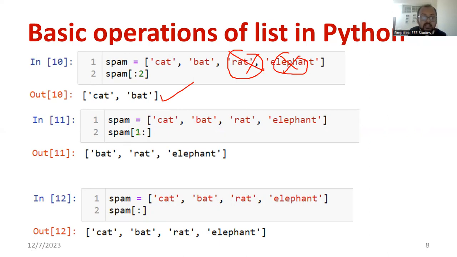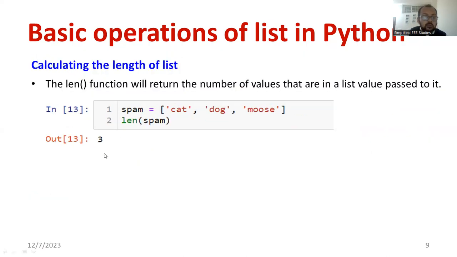If I do in this fashion, what will happen? So from the first item onwards, it is going to be printed. So bat and elephant. If I put only spam with a colon, then all the elements are going to be printed. So please do remember this.